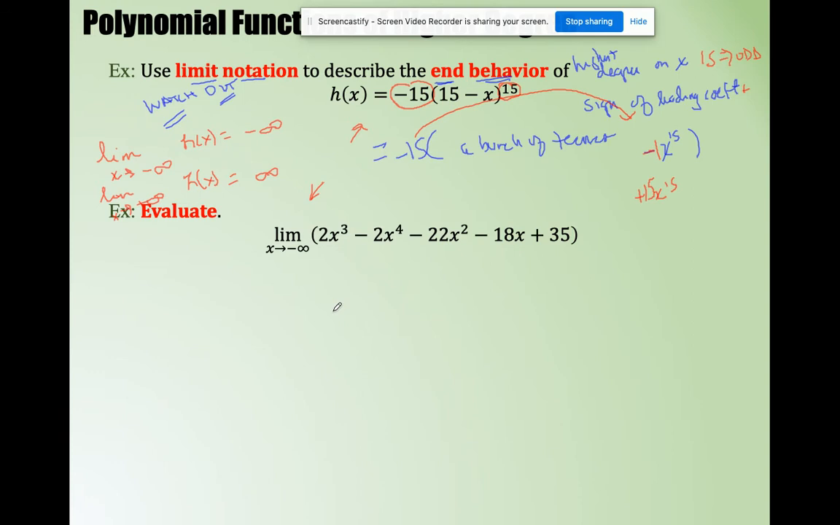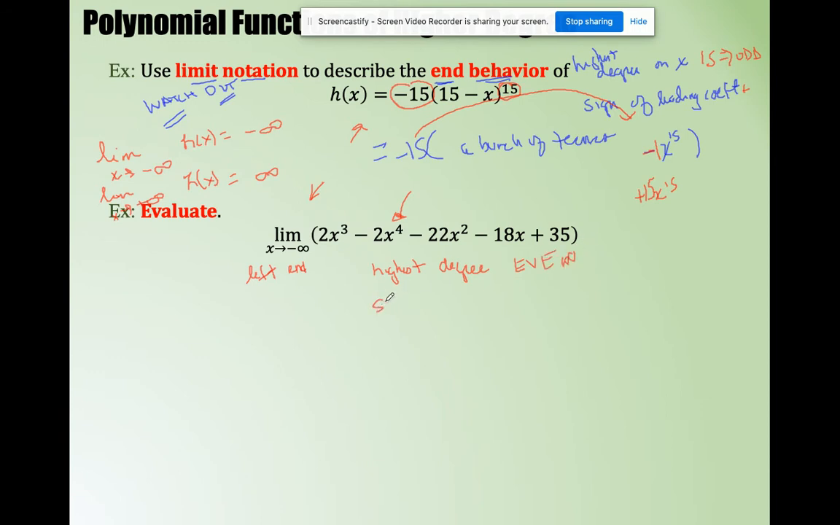Sometimes you're going to be asked to read limit notation. Evaluate the limit as x goes to negative infinity. That means what happens on the left end. Searching, searching, searching. Where's my highest degree? There it is. There's my highest degree. Even.